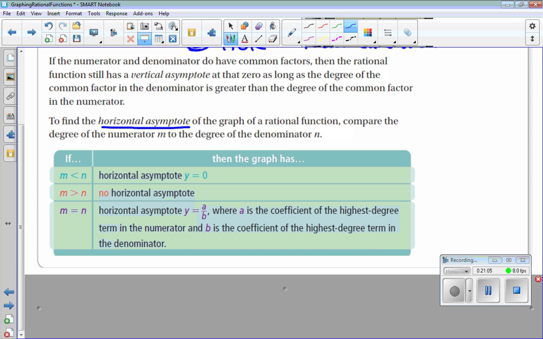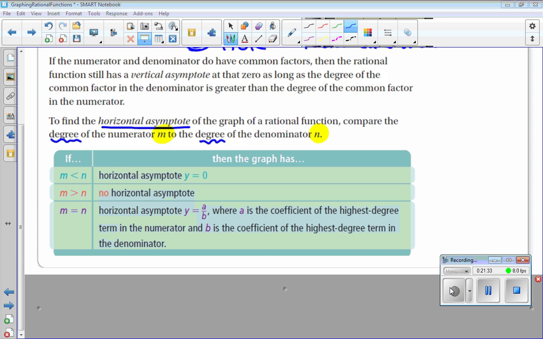Okay? And there are some cases. It's talking about the degree of the numerator and the degree of the denominator. So we have the degree of the numerator, the degree of the denominator. Copy that into your notes for me real quick. If the m's and the n's bother you, you can also use the words top and bottom. We're looking at the degree.